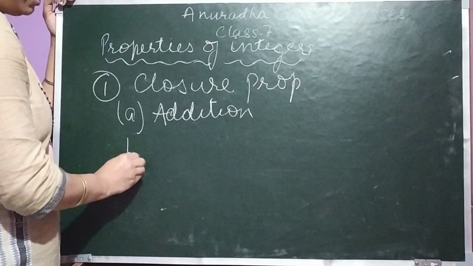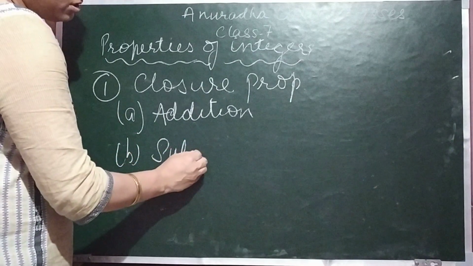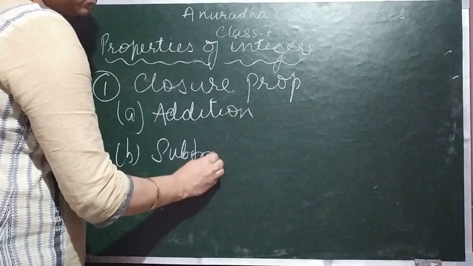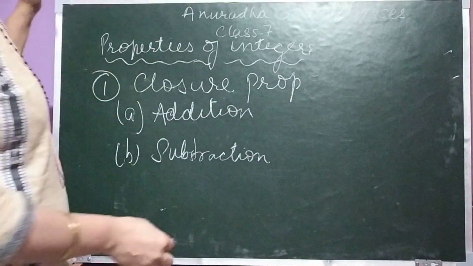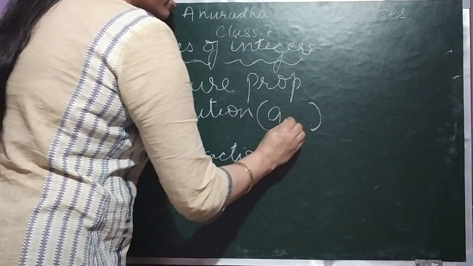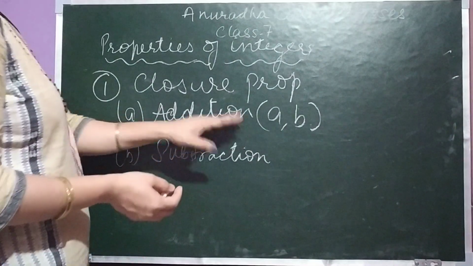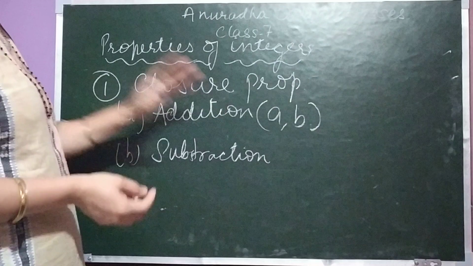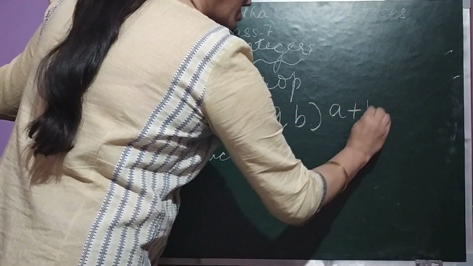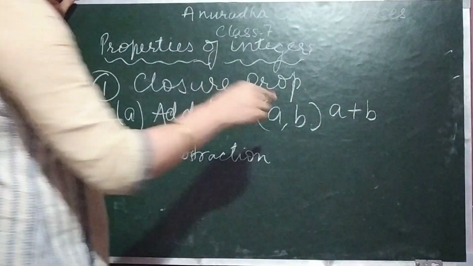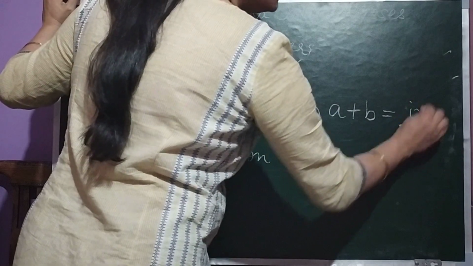See, second is subtraction. Firstly, we'll take these two, addition and subtraction. Okay. See, in addition, take any two integers. Let us suppose we have taken A and B. In closure property under addition, if we take these two, that means if we add any two integers, we will get a sum that is also an integer, right?